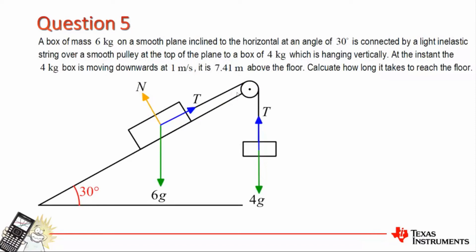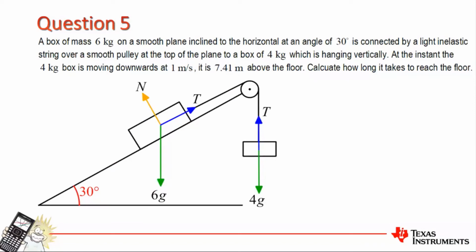It has a light inelastic string attached to it, and then that passes over a smooth pulley. The string is then also connected to a 4 kilogram box that is hanging freely. So we've got two connected particles, one of them on an inclined plane and the other one hanging freely.